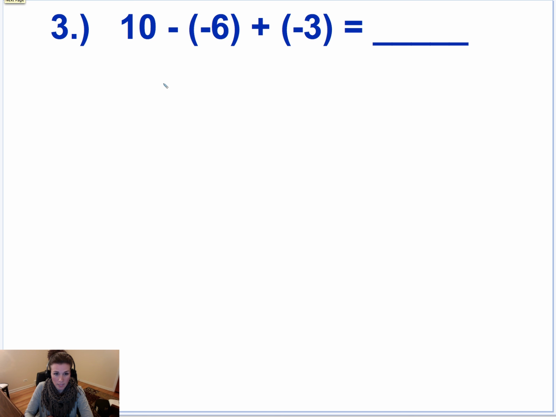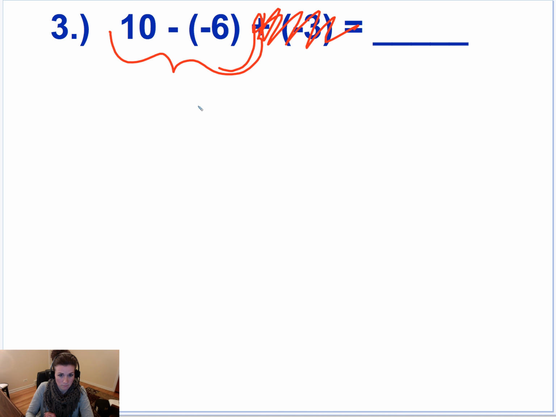In number 3, 10 minus negative 6 plus negative 3. We really have two problems in one, so we need to break it down. But we need to make sure we're following order of operations. Since all we have is a subtraction problem and an addition problem, we read the problem from left to right. So first, I'm just looking at this right here. I'm ignoring all of this. Just 10 minus negative 6.